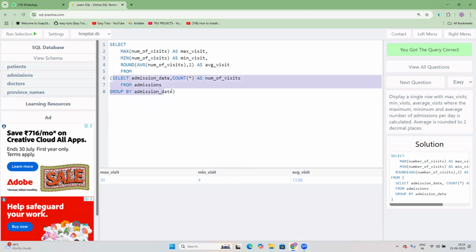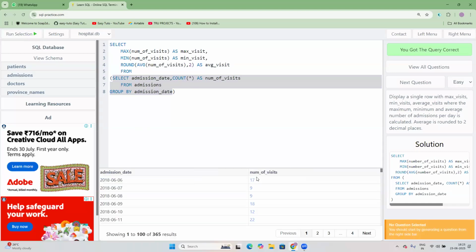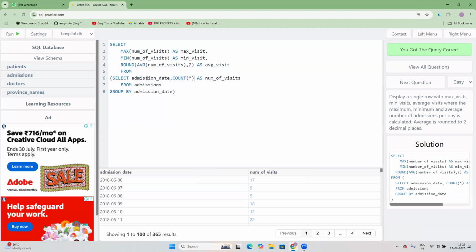First, you have to form a table that will count every day's visits. See, every day's visits it's counting, right? And how did I do that? I got the admissions table and I'm counting it. In the admissions table, I'm getting admission date and counting it, and grouping it by admission date. So every day, how many visits were there, that's the data I have.